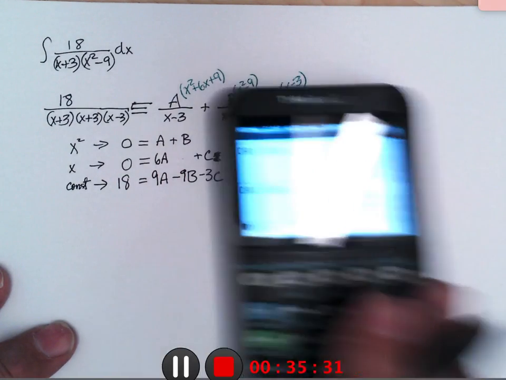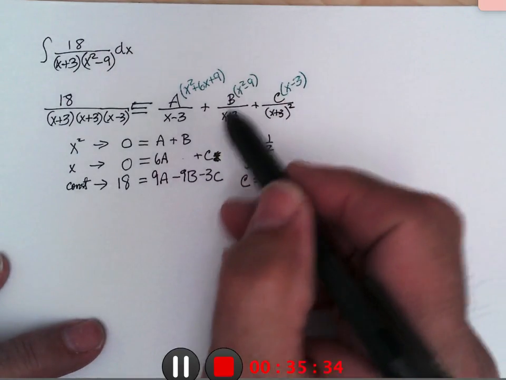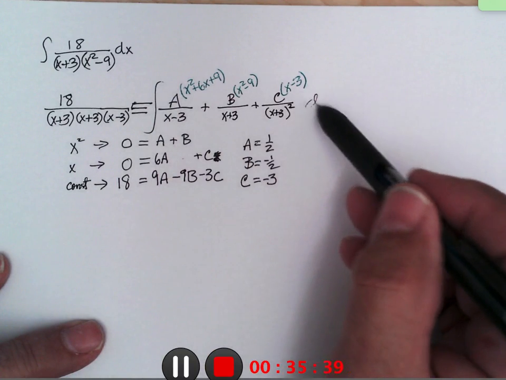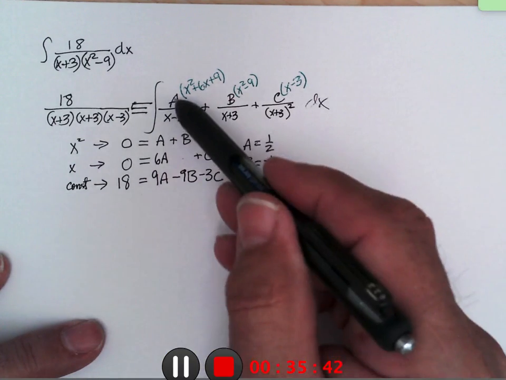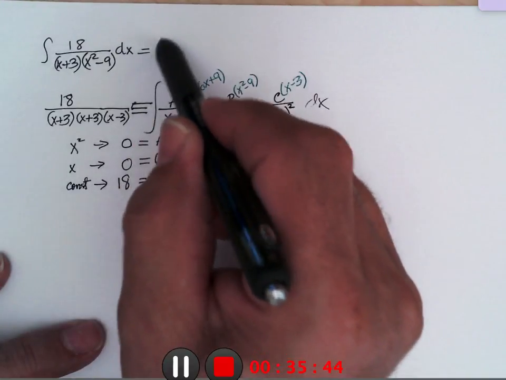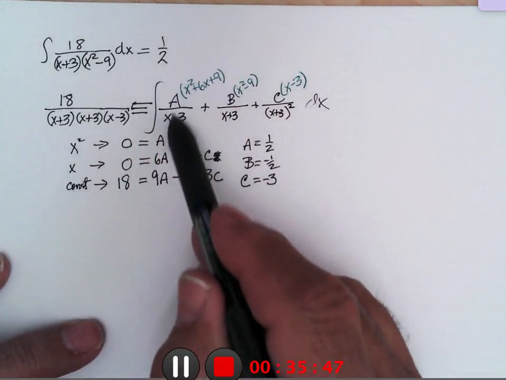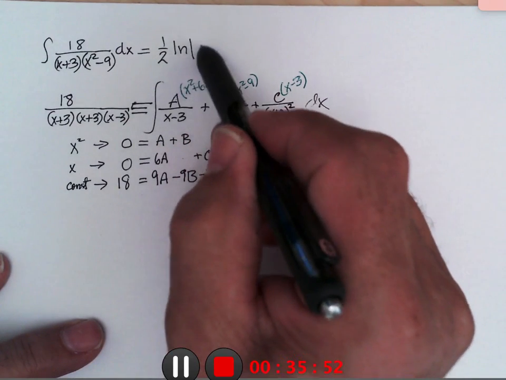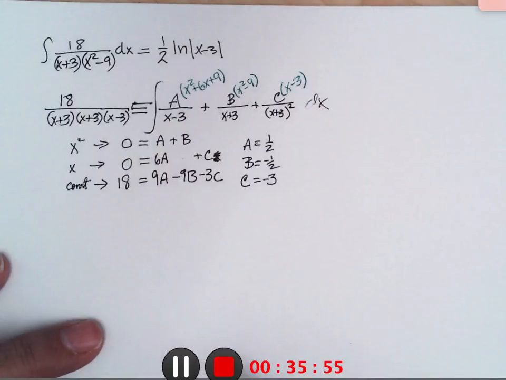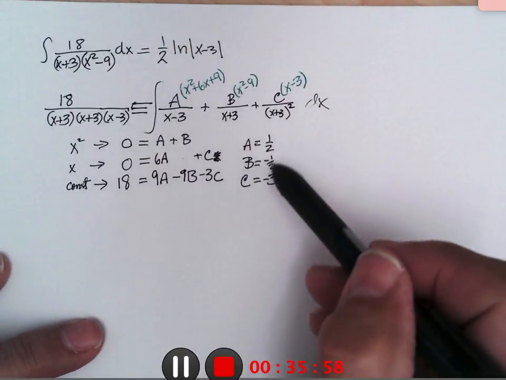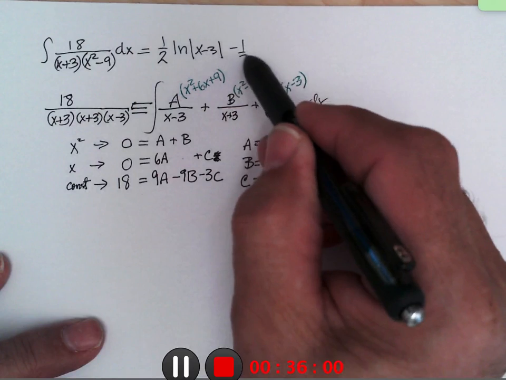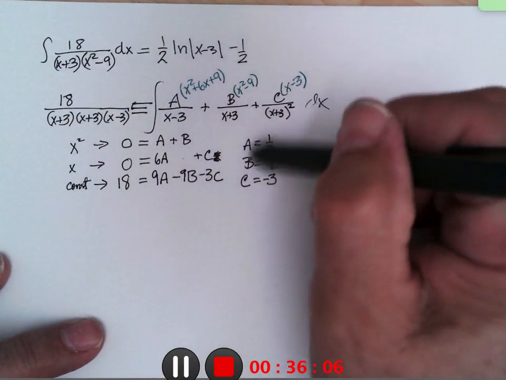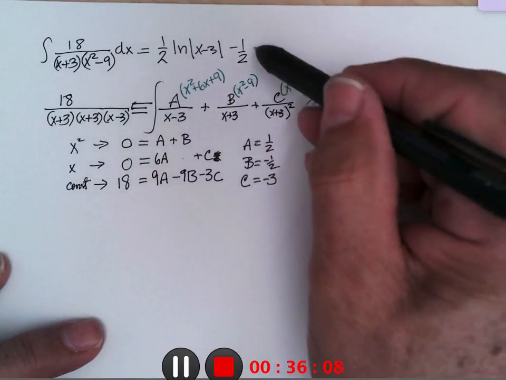So this turns into the integral of this plus this plus this dx, and with 1/2 up here, I'm going to get 1/2 the integral of 1 over x minus 3 dx, which is ln of x minus 3. For this one, it's going to be minus 1/2 the integral of 1 over x plus 3, which is ln x plus 3.